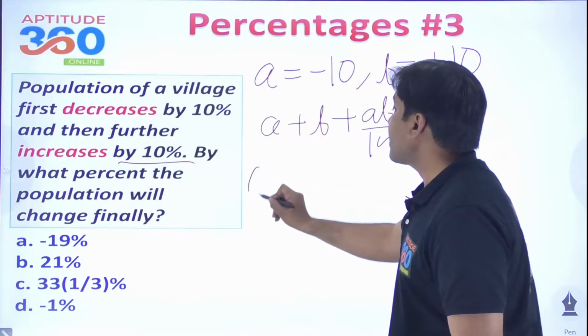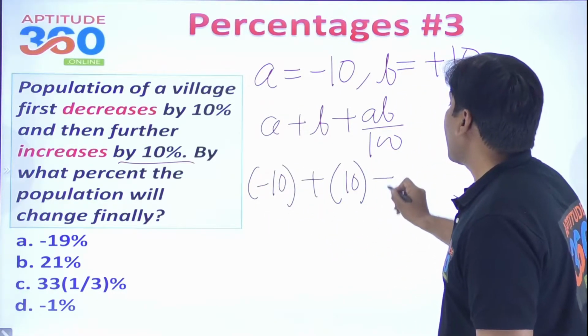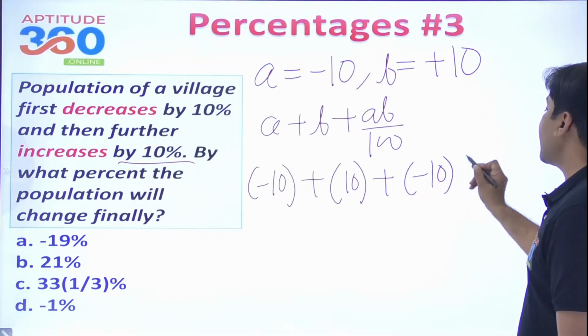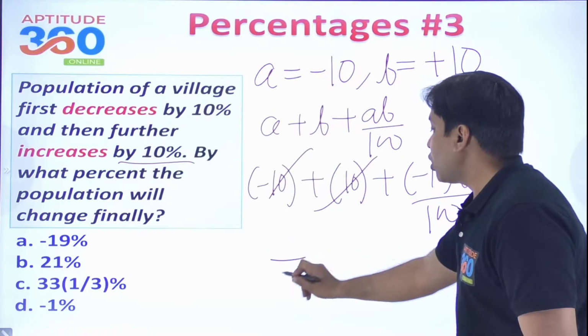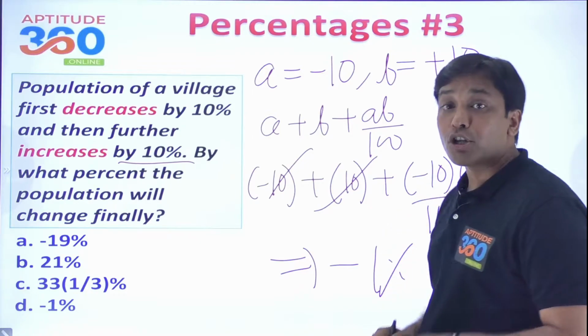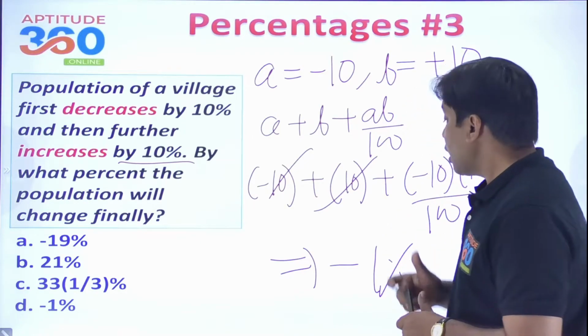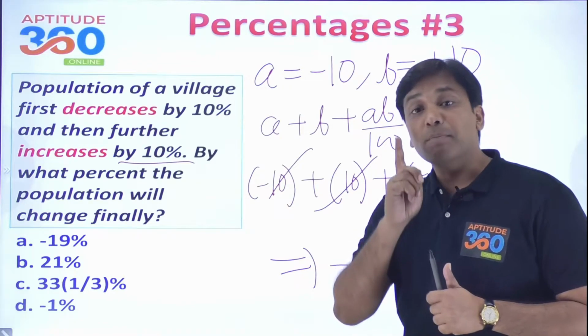So this is minus 10, right? And then this is positive 10, and that's gonna be what? Negative 10 into positive 10 upon 100. Now these two are gone, and from here you will be getting minus 1. Negative into positive is coming out as negative sign. So negative 1% का मतलब क्या हो गया? The population finally will be decreasing by 1%.